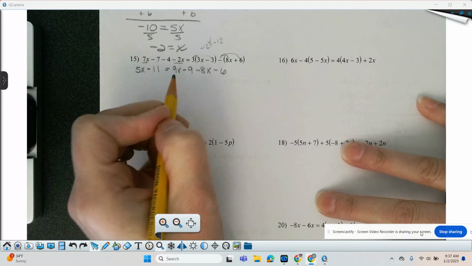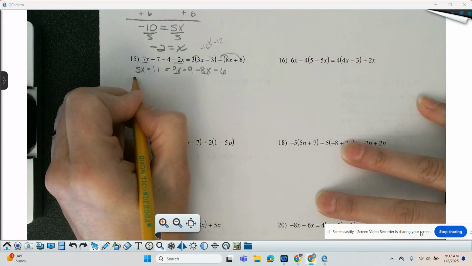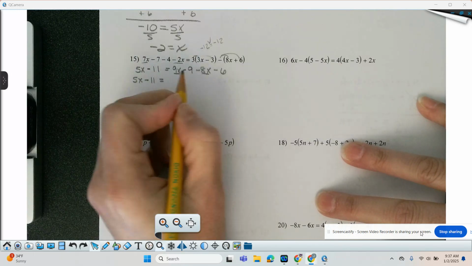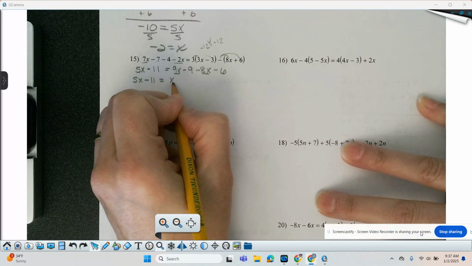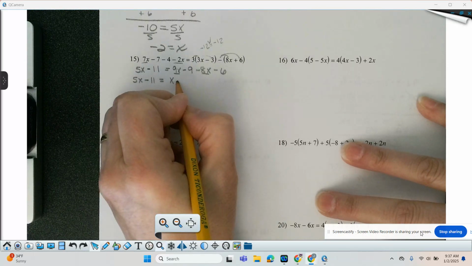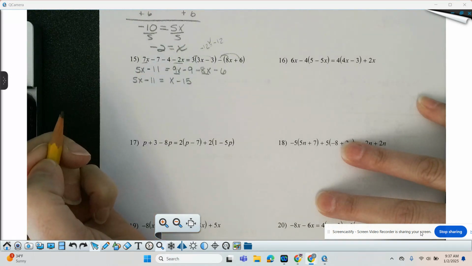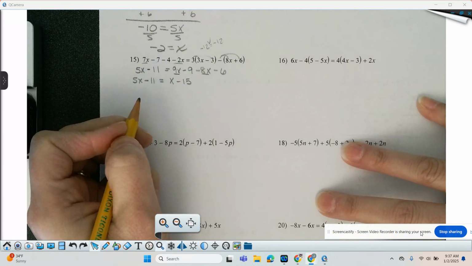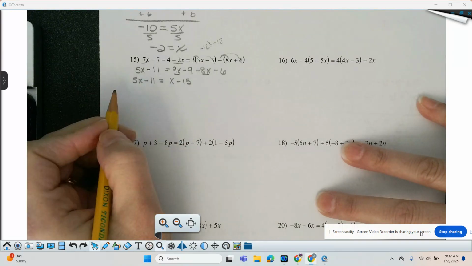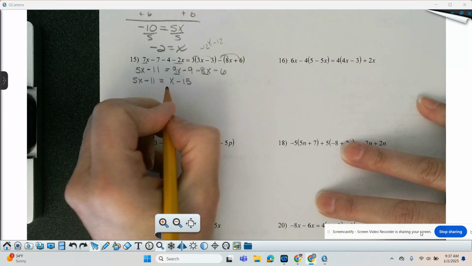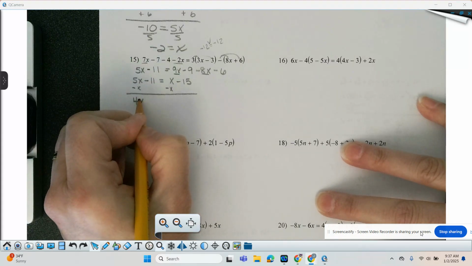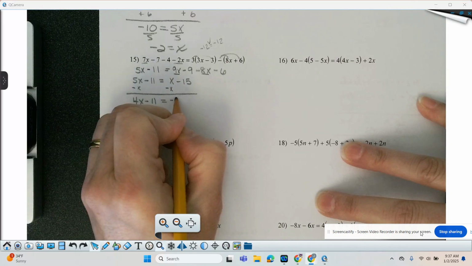No like terms over on this side though, so I'm going to bring down that side. 9 minus 8 would leave me with 1x. You can put a 1 or you don't have to. A negative 9 and a negative 6 would be a negative 15. Okay, I do like my x's to be positive, so since neither one of them is negative, I'm going to take the smaller one and move it to the other side. That will leave me with a positive 4x minus 11 equals a negative 15.